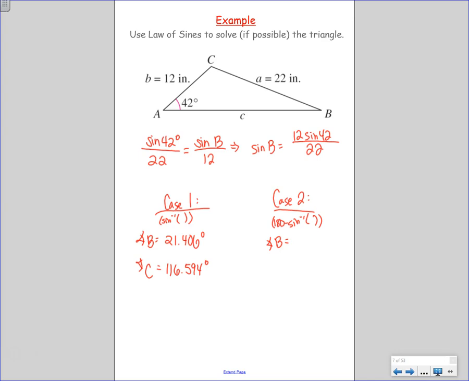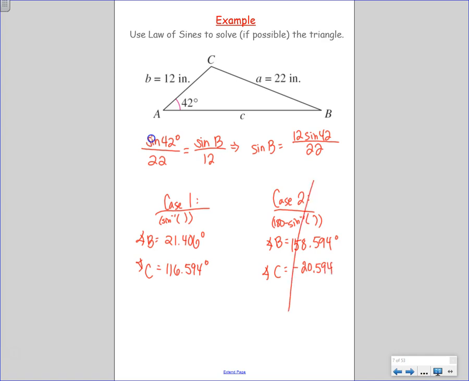What would 180 minus sine inverse be? 159.594? 158, thank you. I heard it wrong, sorry. 158.594. Okay, how would you find angle C, the corresponding angle C? Yeah, so 180 minus 42 minus 158.594, and what do you get? Negative what? 20.594.